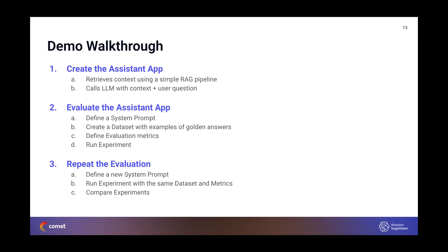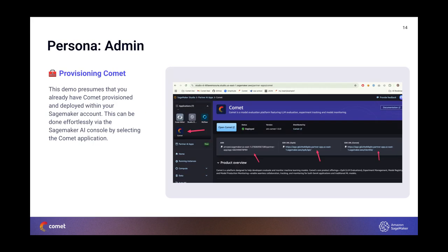One of the key aspects of value that comes from leveraging Comet and SageMaker's partnership is the way that it adds value to all of the different personas who might be involved in building GenAI applications, from the engineers to the data scientists to the admins who are provisioning infrastructure for the end users. So I want to take a brief note and just go through some of the things to look out for depending on who you are on this call.